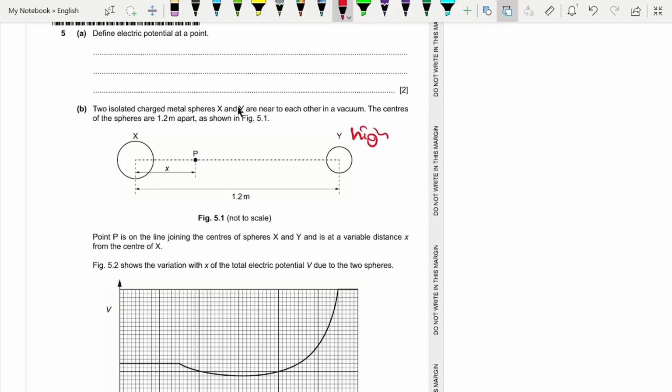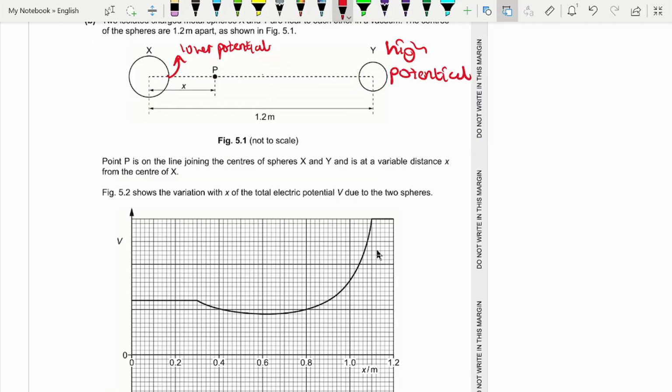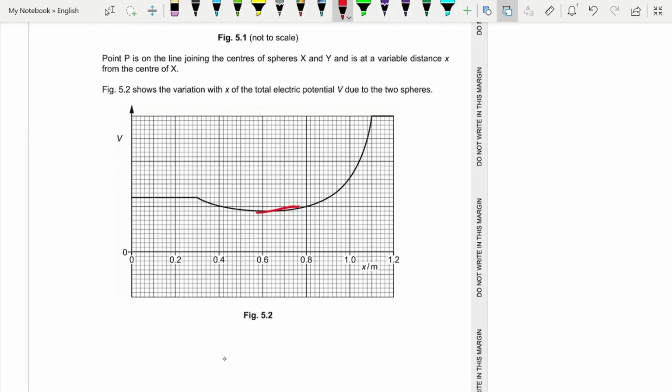And I were to get to over here, there's going to be a higher potential present over there. So the minimum turning point should always be at the midpoint. In this case, the midpoint is 0.6. If I were to draw a tangent over here, the gradient is 0. So it's only here at 0.6, which makes sense. 0.6 over here, 0.6 over here. So it tells me these two things have the same charge. Why?